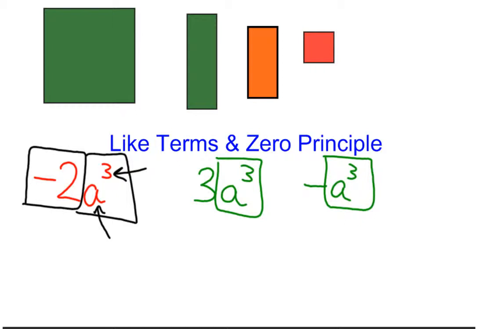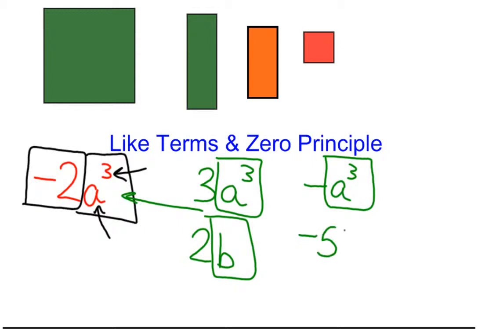But you know what's not a like term? Well, gosh, you could go with a lot of different things. Hey, here's an example of something that's not a like term. Let's go with 2b. That variable part is not the same as a cubed. Neither would be negative 5b cubed. That variable part is not exactly the same. It's important to know what like terms are, that they contain the exact same variable part.